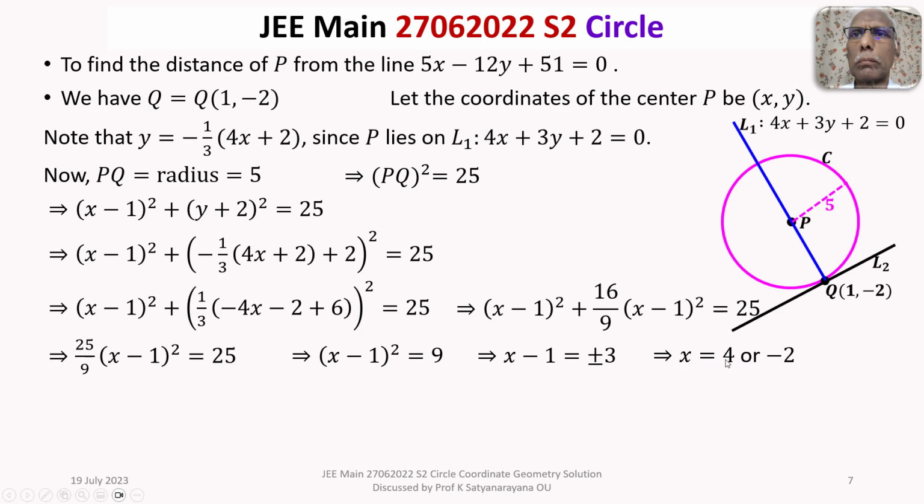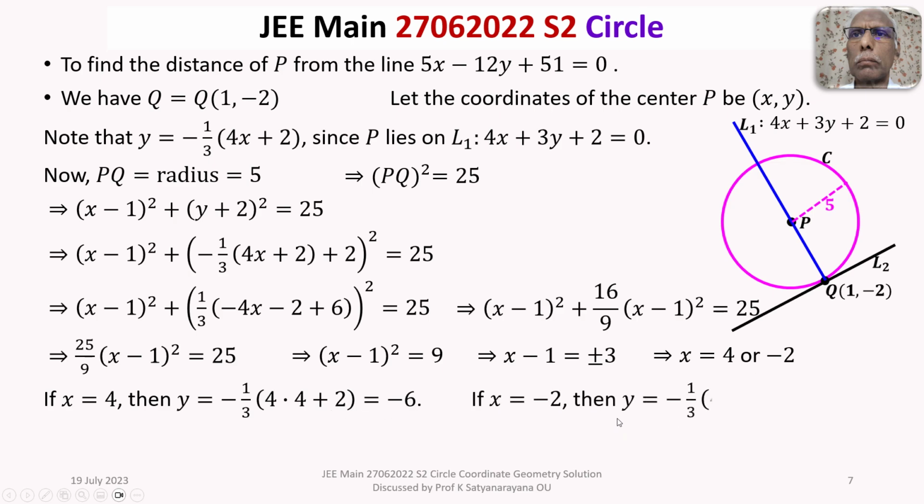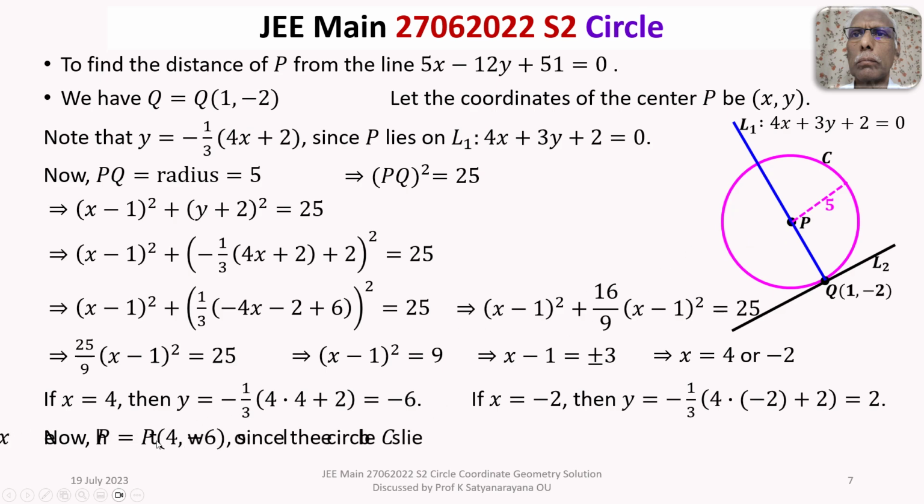So if x is equal to 4, what is the ordinate? The ordinate y is, if x is equal to 4, then y is equal to minus 1 by 3 into 4x plus 2. With x equal to 4, you substitute and simplify, and you will get minus 6. And if x is equal to minus 2, put it in the value of y, and you will get 2. So the coordinates of P are x is equal to 4 and y is equal to minus 6.